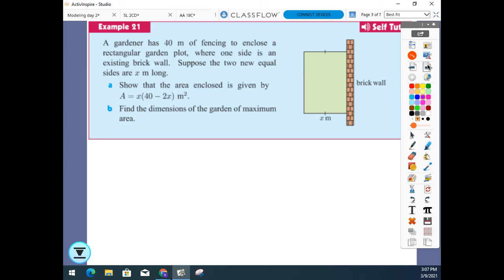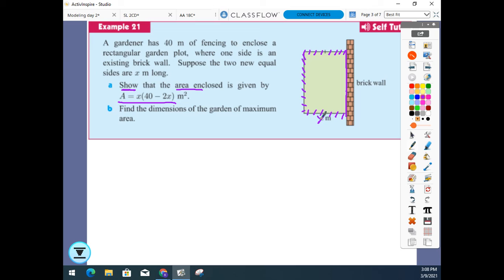So a gardener has 40 meters of fencing. I'm going to put a fence all the way along because I want to keep out those darn rabbits. And I'm going to use a brick wall on my house as my third side so I can make my garden bigger. It says show that the area, show is just like a proof that the area, and they're giving you the answer. You just have to figure out how to get there.